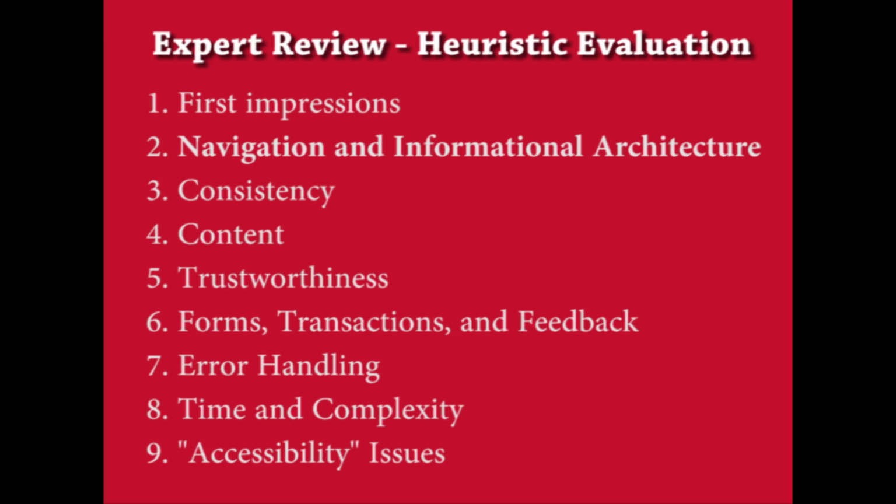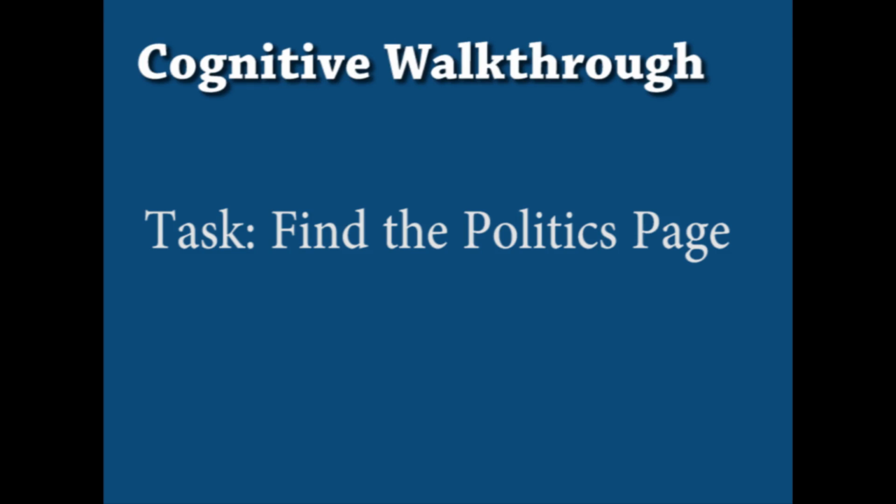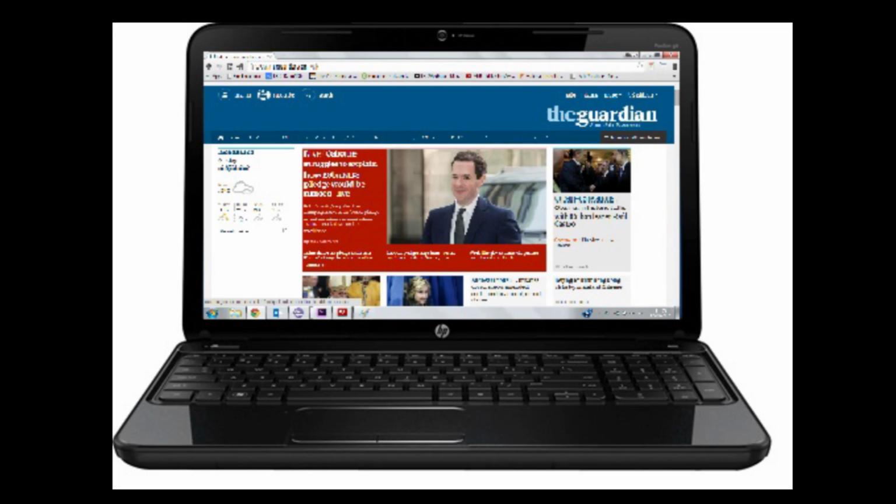The first method for the expert review was the heuristic evaluation. Following the 10 Smashing UX design heuristics, navigation and information architecture stood out as having the most usability problems. For the cognitive walkthrough, the user has to perform a task on the site and gather issues whilst completing the task. This was to find the politics page. The expert review was carried out on a HP laptop using Windows 7 in a student accommodation.